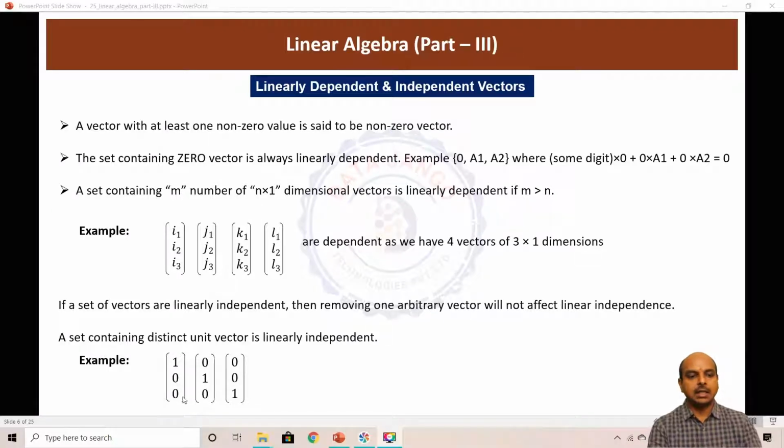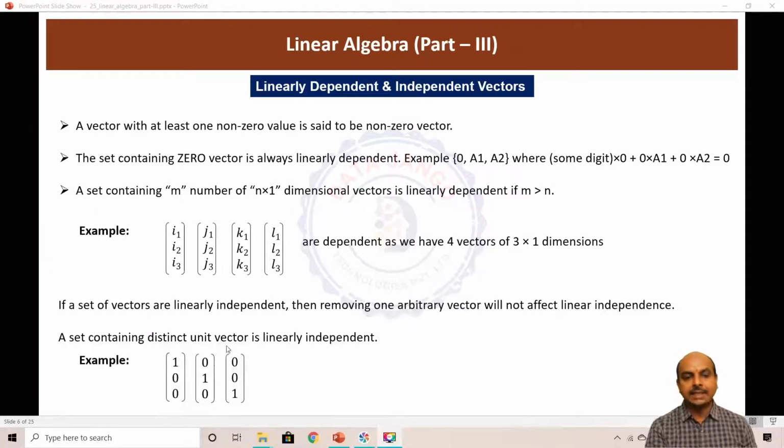Next, a set containing unit vectors is linearly independent. When I say unit vector, the vector's length is 1. We can calculate a vector's length, and we'll see it in one of the coming videos. The vector's length is calculated as the square root of the first value squared plus the second value squared plus the third value squared. That is the length of a vector. If you do that, it is the square root of 1 squared plus 0 squared plus 0 squared, which is the square root of 1, which is 1. So these 3 vectors are unit vectors.